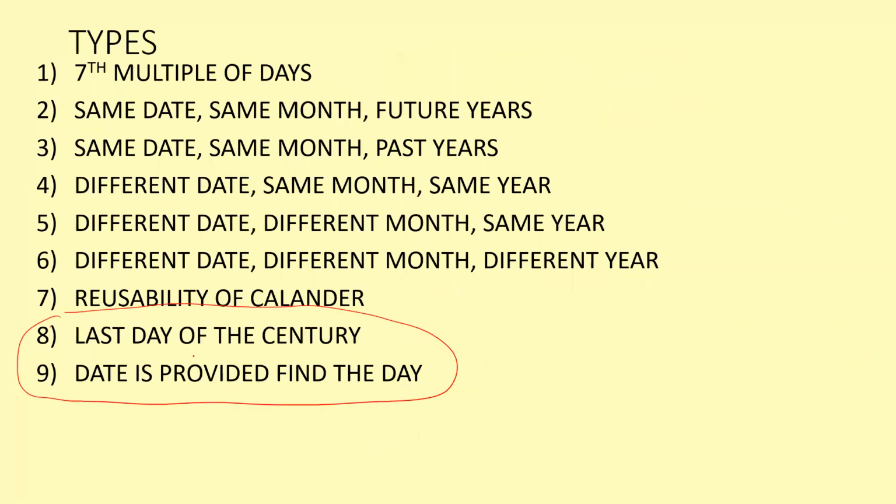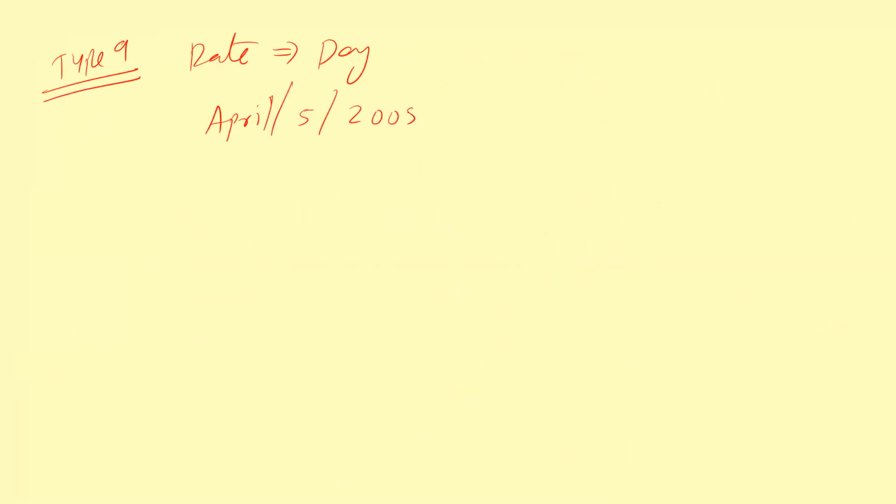In type number 9, the date will be provided and we must find the day. For example, April 5, 2005. What day is it? Just for understanding, we are going to use this date, April 5, 2005. So what do we want to do?